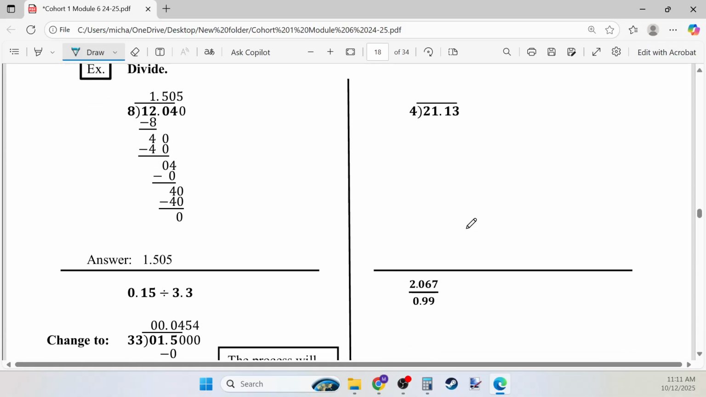So let's do some long division. 4 goes into 21 5 times. 5 times 4 is 20. Subtract, I have 1 left over. Bring down the 1. 4 goes into 11 2 times. 2 times 4 is 8. 11 minus 8 is 3. Bring down the 3. 4 goes into 33 8 times. 8 times 4 is 32. Subtract, I have 1 left over. Bring down the 0. 4 goes into 10 2 times. 2 times 4 is 8. Subtract, I have 2 left over. Bring down the 0. 4 goes into 20 5 times. 5 times 4 is 20. Subtract, and I get 0.